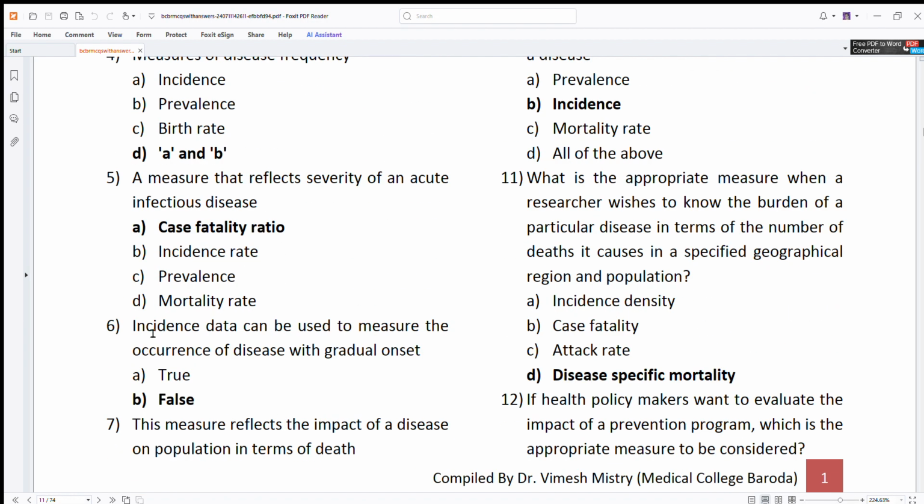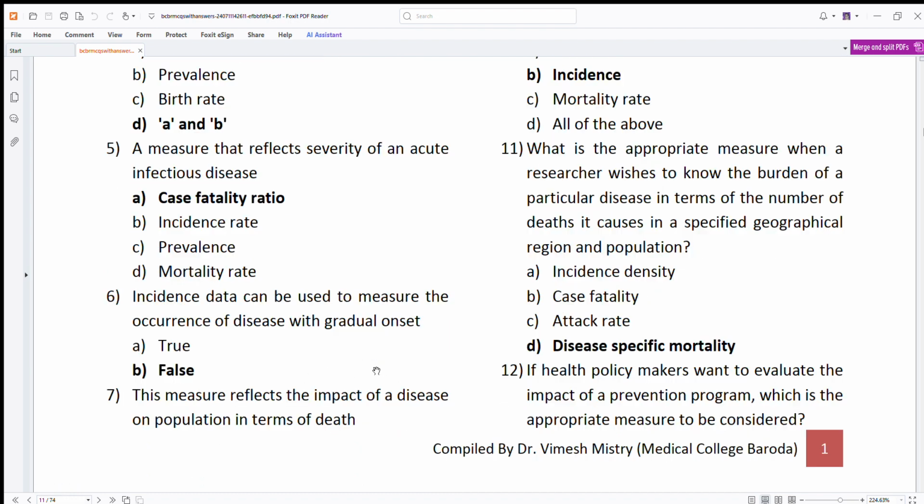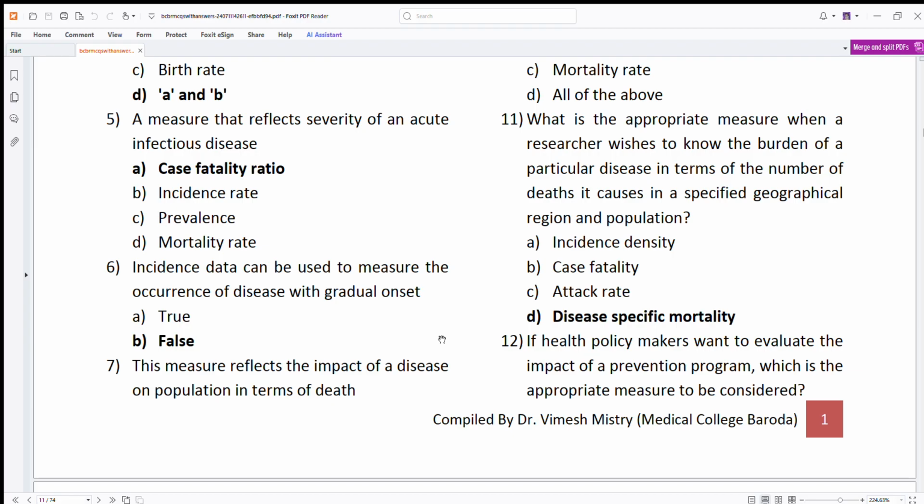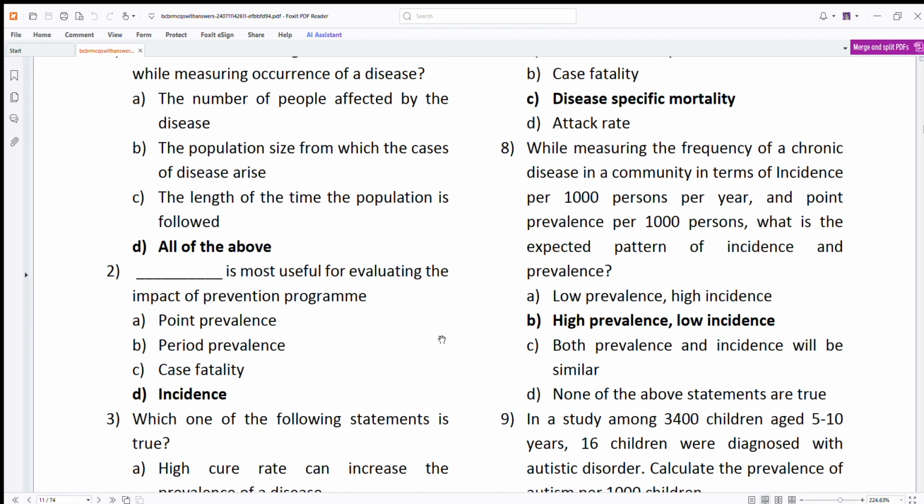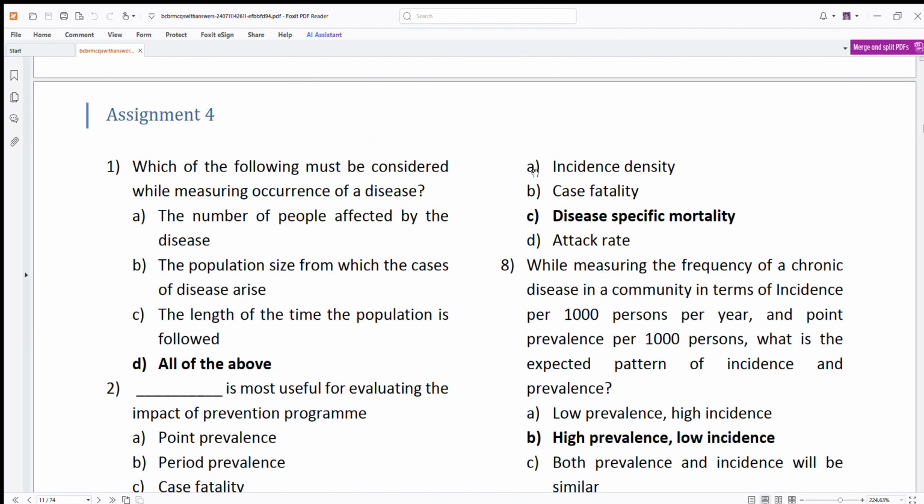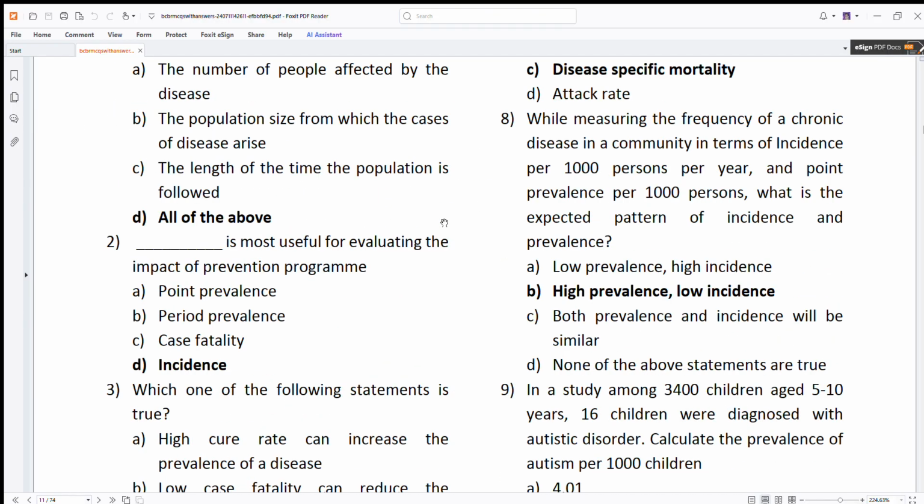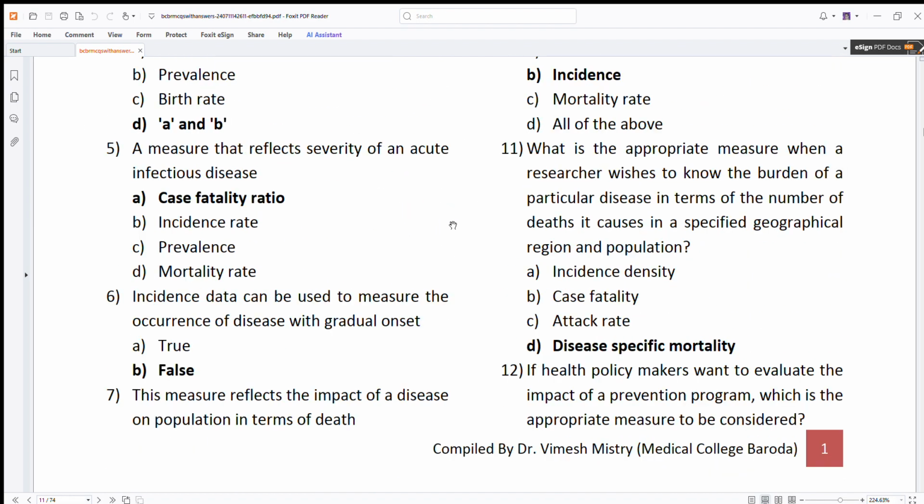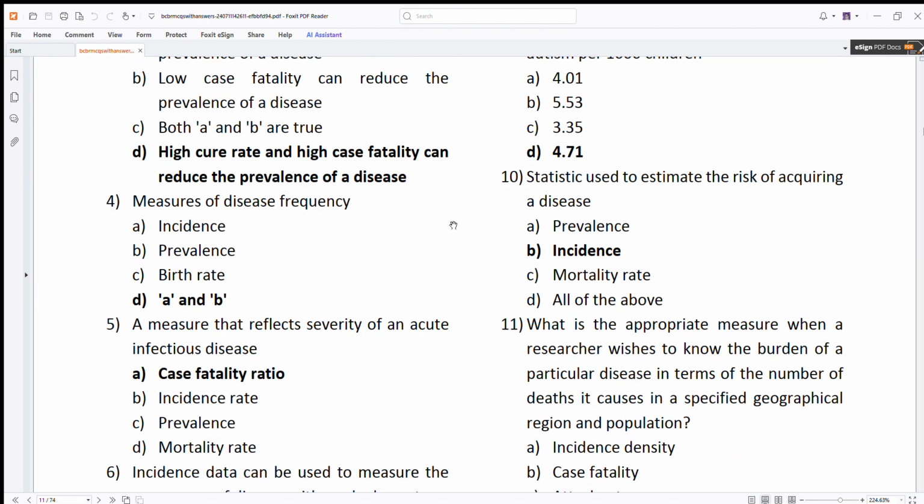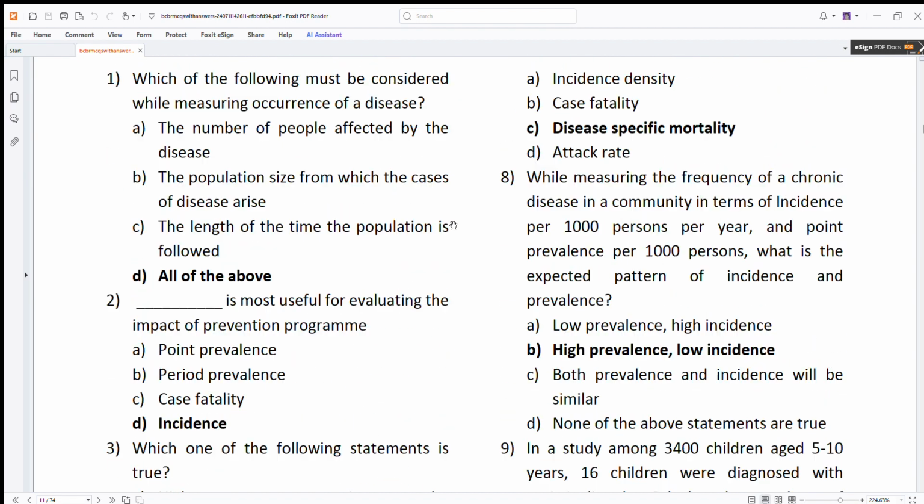Incidence data can be used to measure the occurrence of disease with gradual onset. No, incidence is generally preferred in acute cases. Chronic cases we use prevalence. Gradual onset we will go with the prevalence. Incidence is false. Then, this measure reflects the impact of a disease on population in terms of death. Disease specific mortality, yes, right, absolutely correct. Impact of a disease on population in terms of death, that is disease specific mortality.